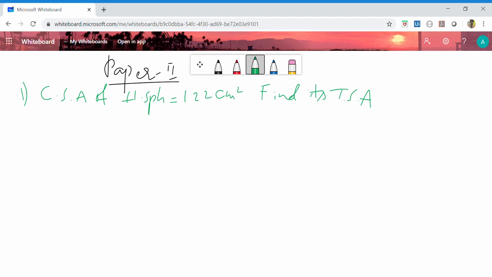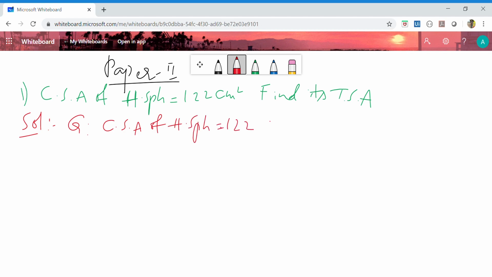So here CSA is given, CSA of hemisphere. You have to find out the TSA. What is the formula for CSA of hemisphere? So in the solution, always whatever is given you have to write. Given: CSA of hemisphere is equal to 122 centimeter square.